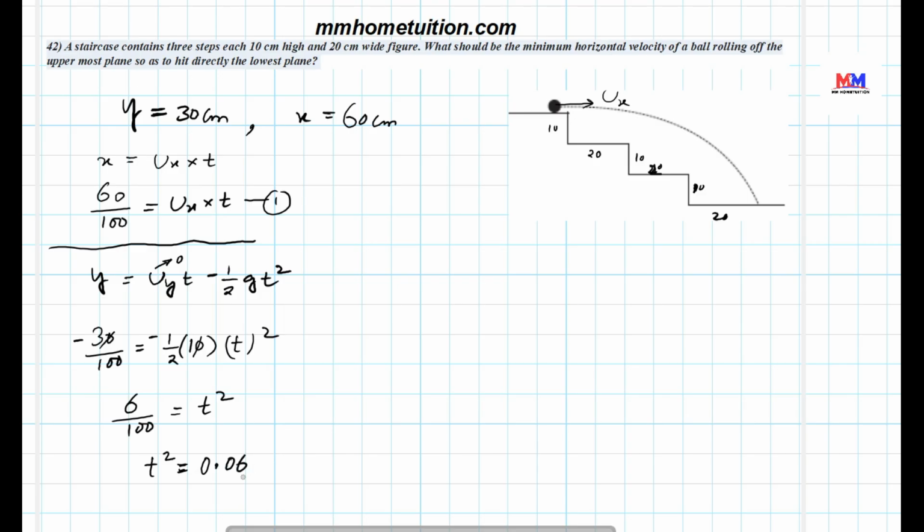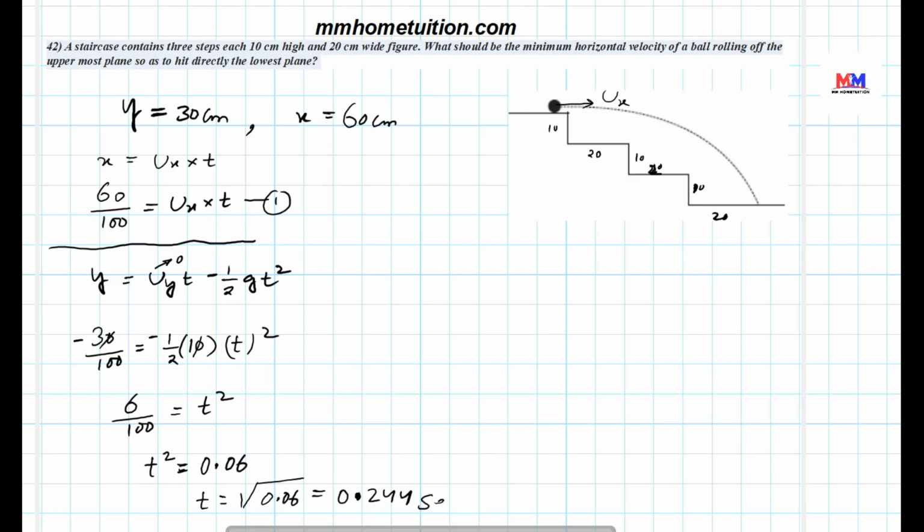T equals root over of 0.06. So taking root over of 0.06, that equals how much? Time equals 0.244 second. So that is the time taken.